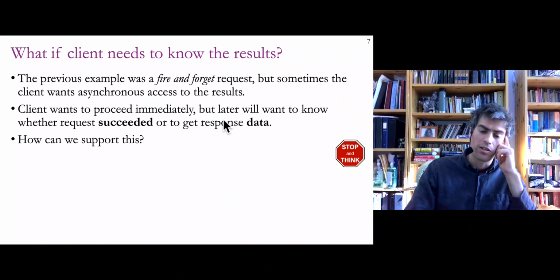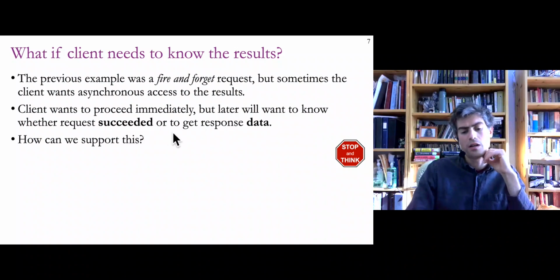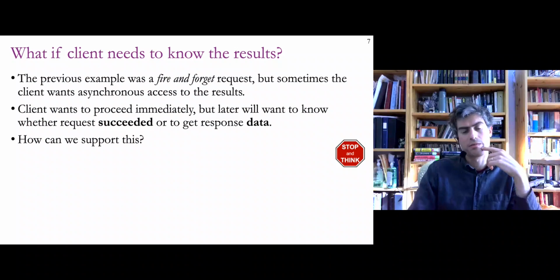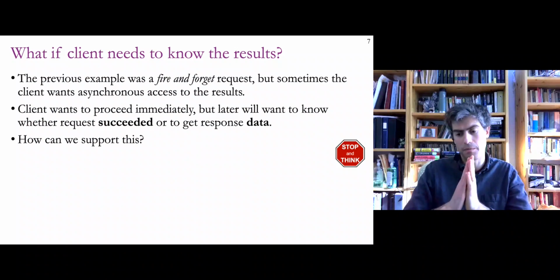The client should be able to later find out whether the request succeeded, and maybe even to get some data back from the response. So I want you to stop and think about how you can support asynchronous access to the results in an API that's asynchronous. So please pause and think about that.